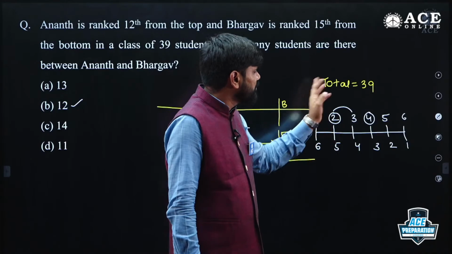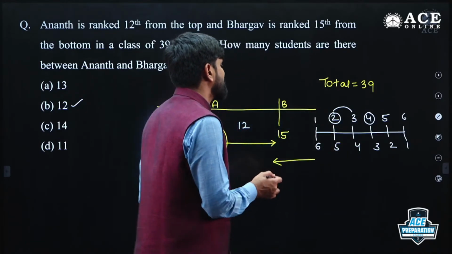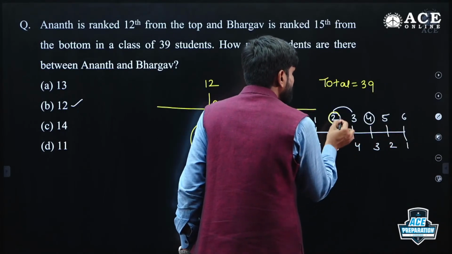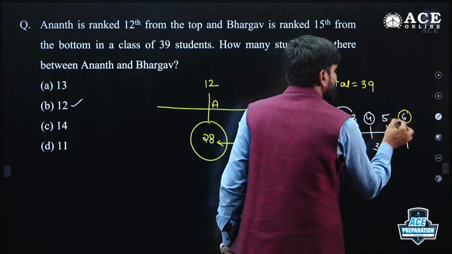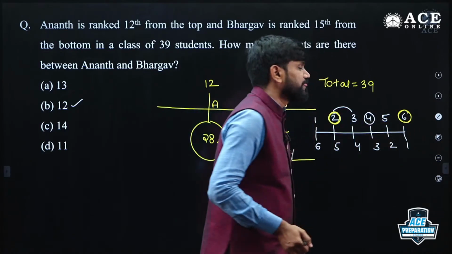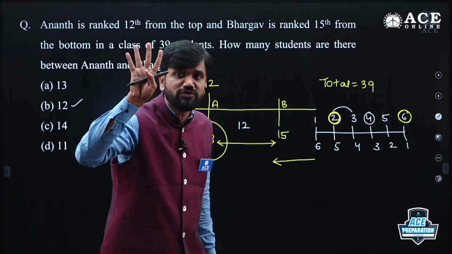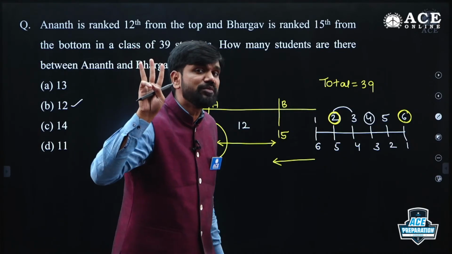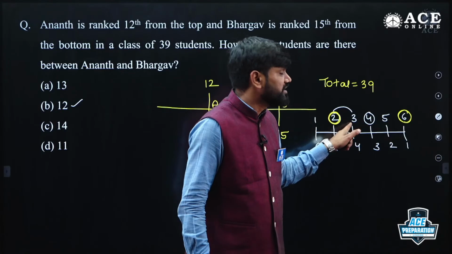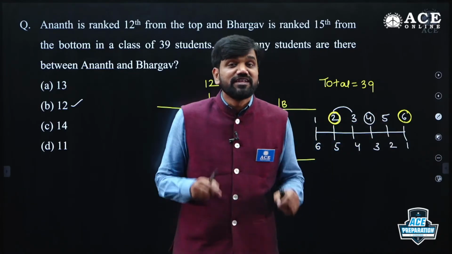Let us say they are asking how many people are there between 2 and 6. What is the positional difference between 2 and 6? It is 4. Number of people in between are how many? 3 only. Just check. Between 2 and 6 there are only 3 candidates, that is 3, 4 and 5.